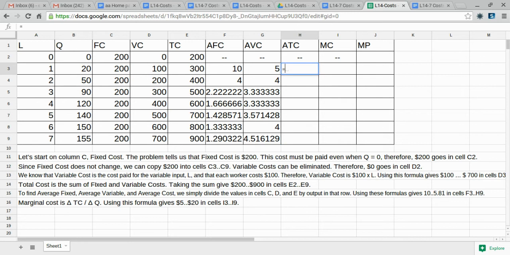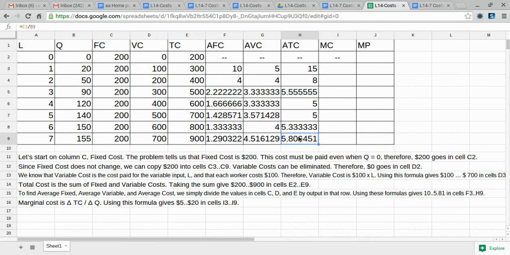Average total cost is going to be total cost divided by Q. When L is 1 and Q is 20, average total cost is 15. We can copy that formula down to the rest of the cells in the column. Average total cost goes from 15 to 8 to 5.55. It hits 5, it stays at 5, and then it starts to rise. So again, average total cost decreases as L goes from 0 to 4, and then it increases as L goes from 5 up to 7.